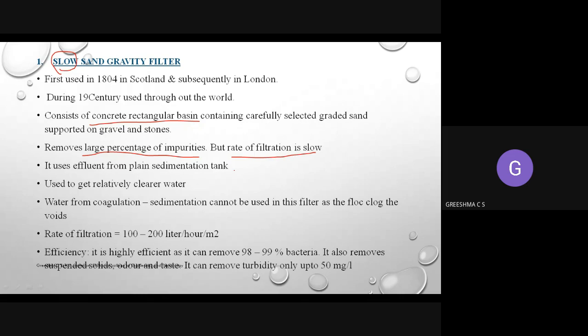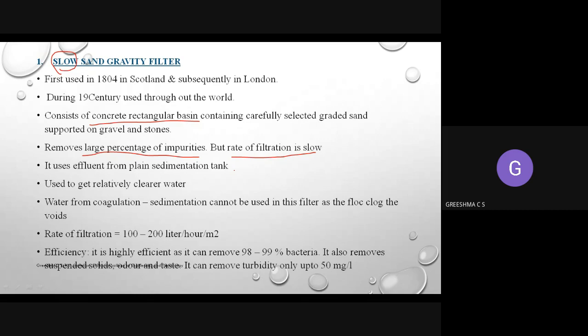Okay, so you should allow the water into the slow sand filter after sedimentation. Okay, so it is used to get relatively clear water. So we'll definitely get clear water, and water from coagulation sedimentation cannot be used in this filter as it will clog the voids. Okay, so that's one important thing.